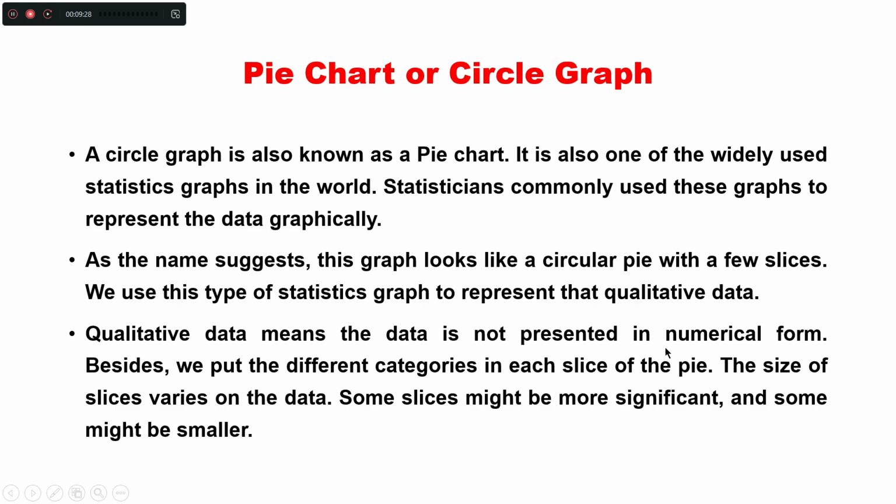And mostly the proportion of a particular variable is presented in the form of a percentage in the numerical data. Inside that particular angle, we can write what percentage the particular data represents. And the size of the slices varies with the data. Some slices might be more significant and some might be smaller. So this is about a pie chart.